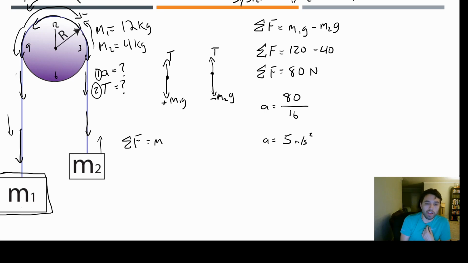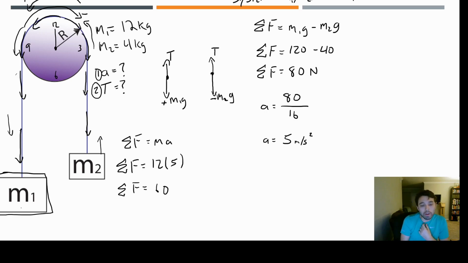We're going to use the equation F equals ma. We know the acceleration on M1 now is 5, which we found, and we know the mass of M1 is 12. So we're going to say, okay, the mass 12 times acceleration, which is 5. And so the net force on that block is going to be 60, because 12 times 5 is 60.